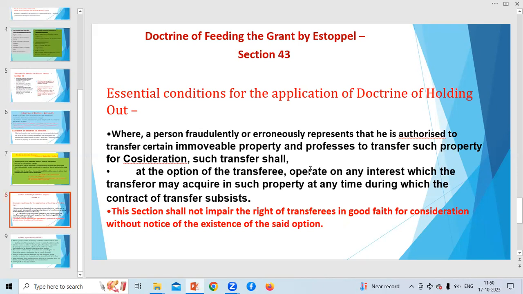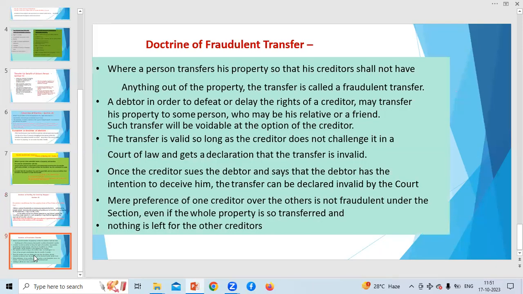And he professes to transfer such property for consideration. Consideration is some amount for the transfer. He gets some money, and he is having the belief that he is going to transfer the property, and he is having the good faith that he has ownership and the right to transfer. Doctrine of fraudulent transfer: where a person transfers his property so that his creditor shall not have anything out of the property, the transfer is called a fraudulent transfer.